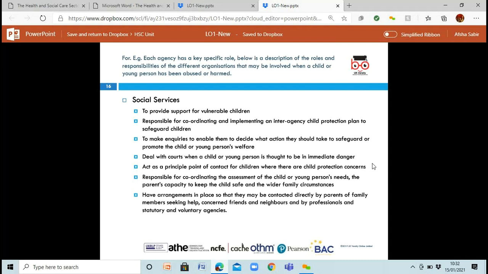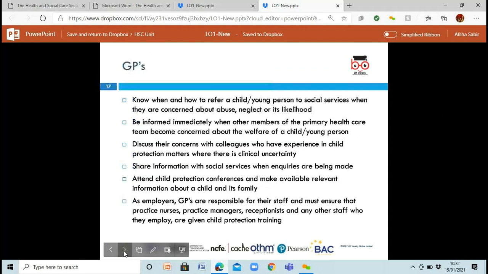And they're also the principal contact for that child if there's any concerns that they have. And now we'll go on to GPs and their roles and responsibilities.